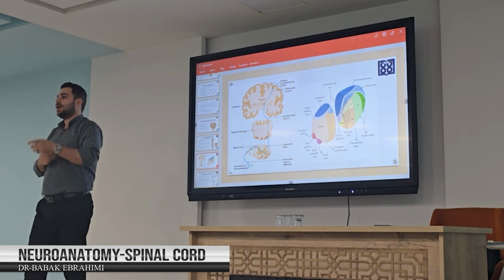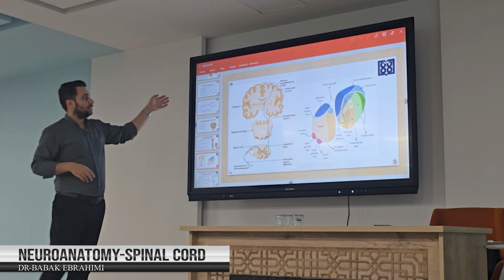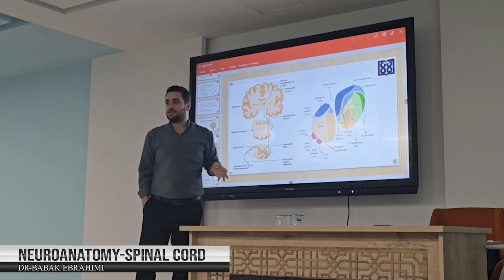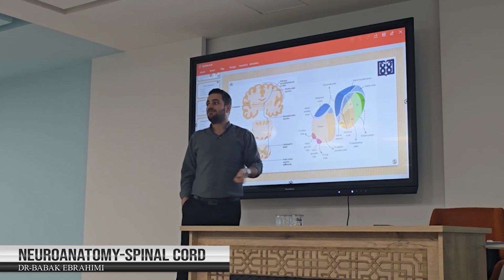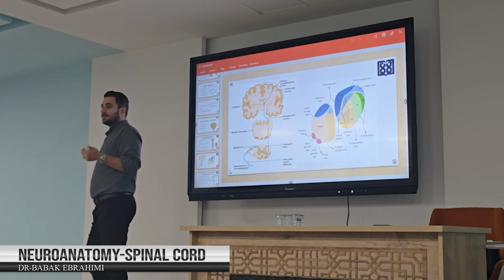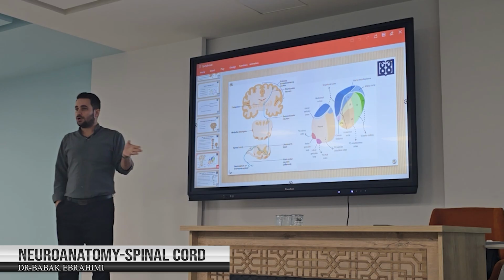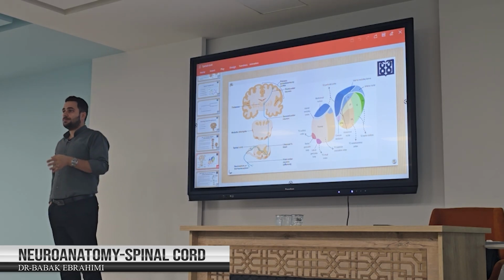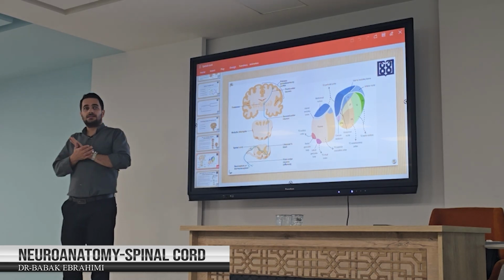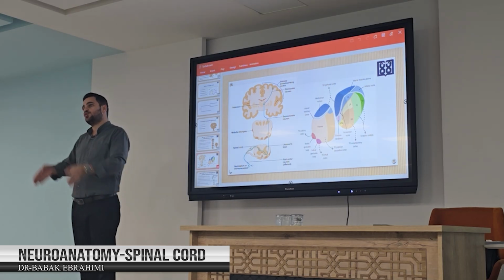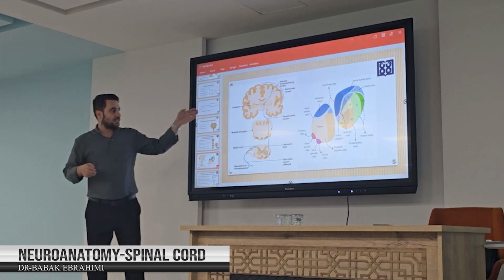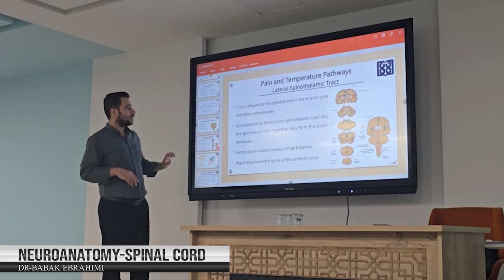So if I ask you at the exam, for example, the lateral spinothalamic tract goes to which part of the thalamus, you must say VPL nucleus of the thalamus. Or if I ask you, does this tract have a cross or not? Because I told you, we have several tracts that don't have any cross. It comes to the right side and then goes to the right side. But this one has a cross.